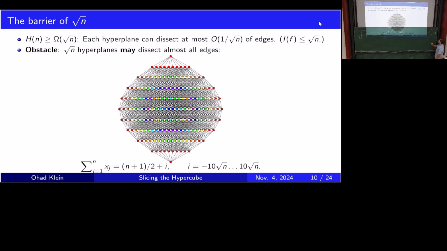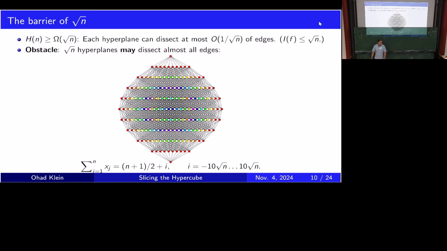Now, if you use hyperplanes, which are of the form sum of x_i equals n over 2 plus or minus small things, then these hyperplanes correspond to lines looking like that. That cuts the middle of this drawing.